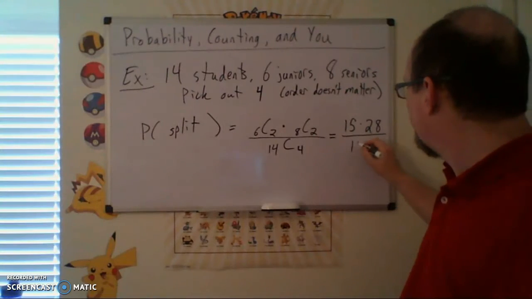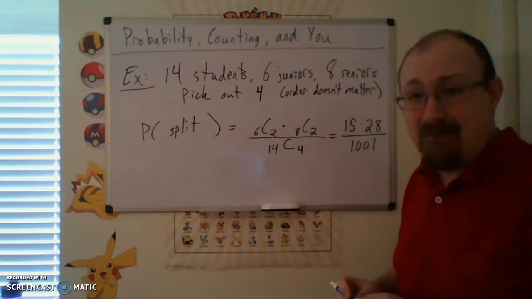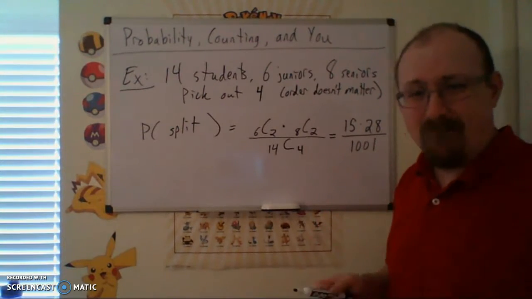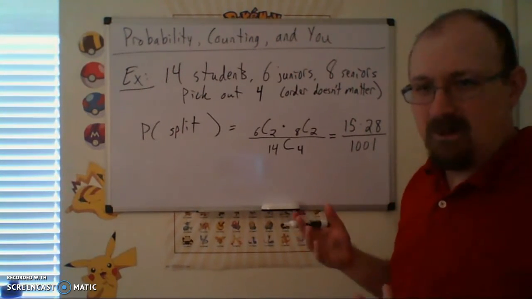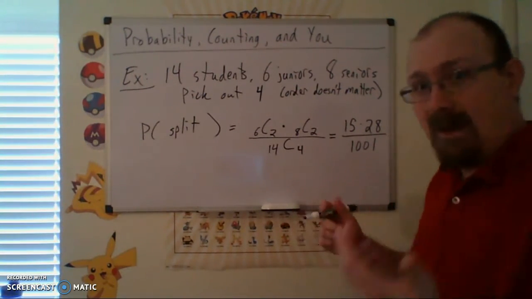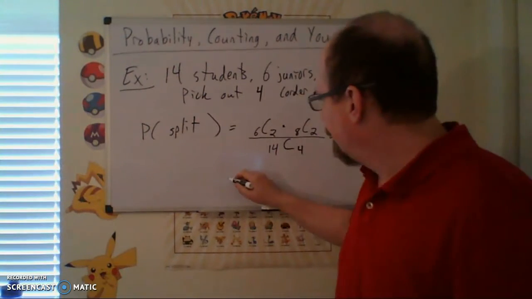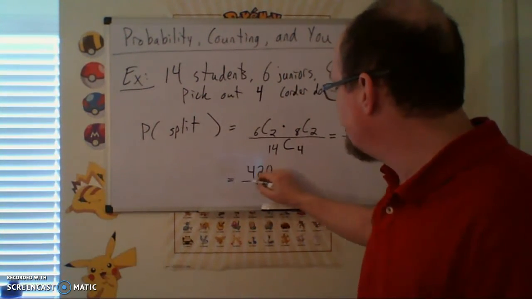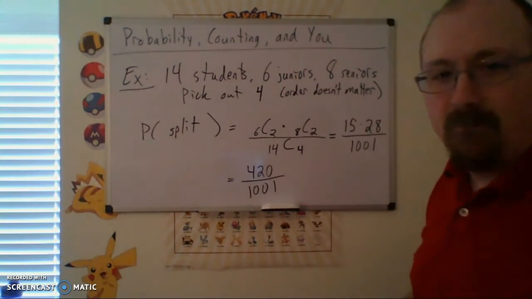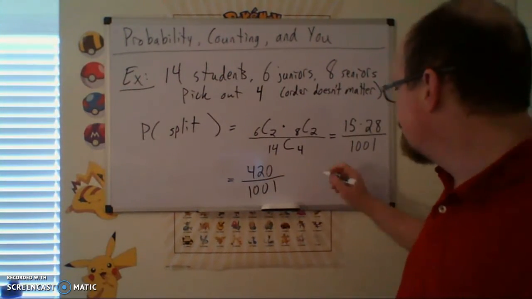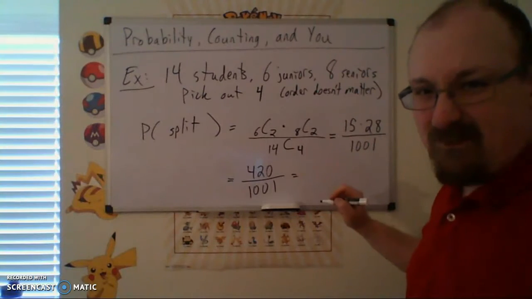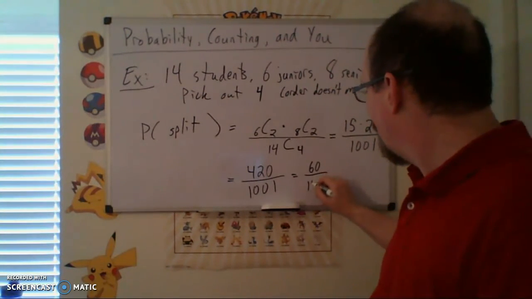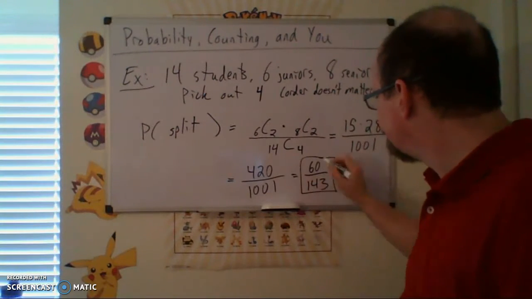14C4, as it turns out, when I worked that out, is 1001, which every time I do this, I feel like making some sort of Arabian Nights reference. So Scheherazade. Anyway, when I work out 15 times 28, I got 420 up top over 1001. You can reduce the fraction down because, as it turns out, those are both divisible by 7. So you get 60 over 143.